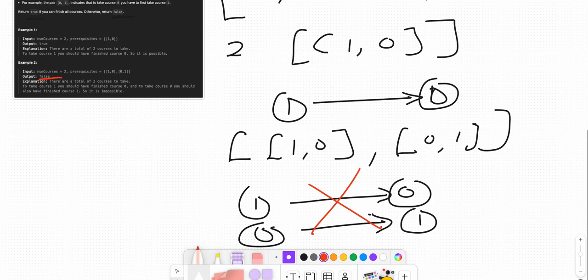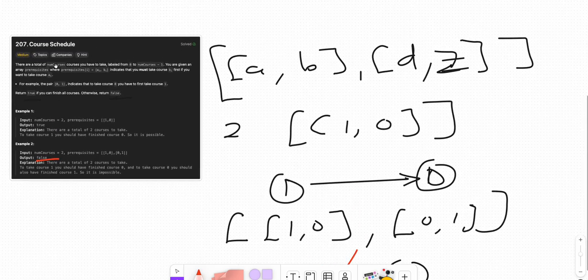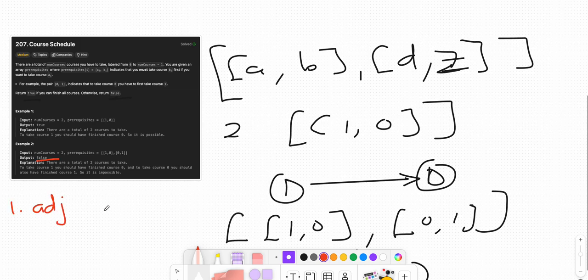But usually when they give you a question like this, with scheduling and prerequisites and all of that, you should think of a graph. We will arrange it like an adjacency graph. One of the first things you need to know is the adjacency list. The second thing you need to know is in-degrees.